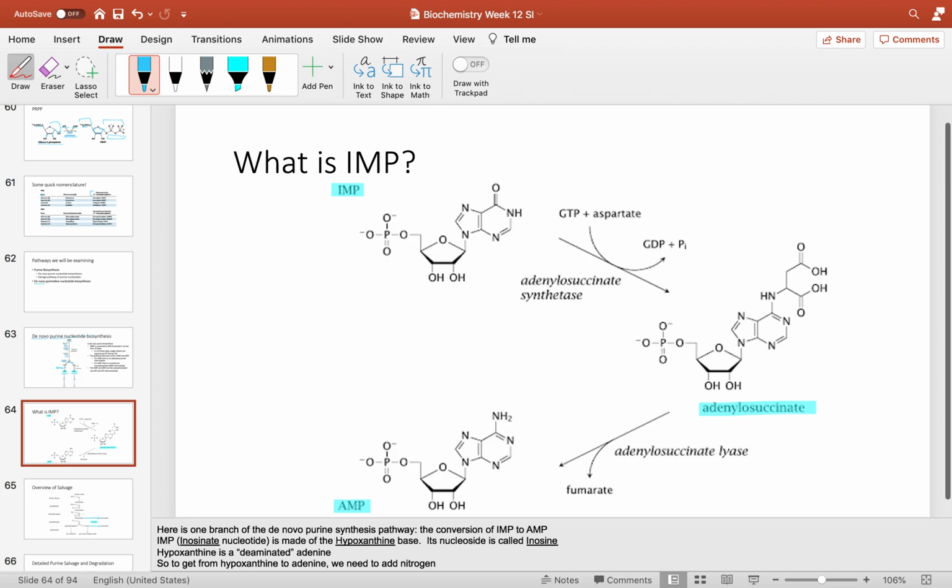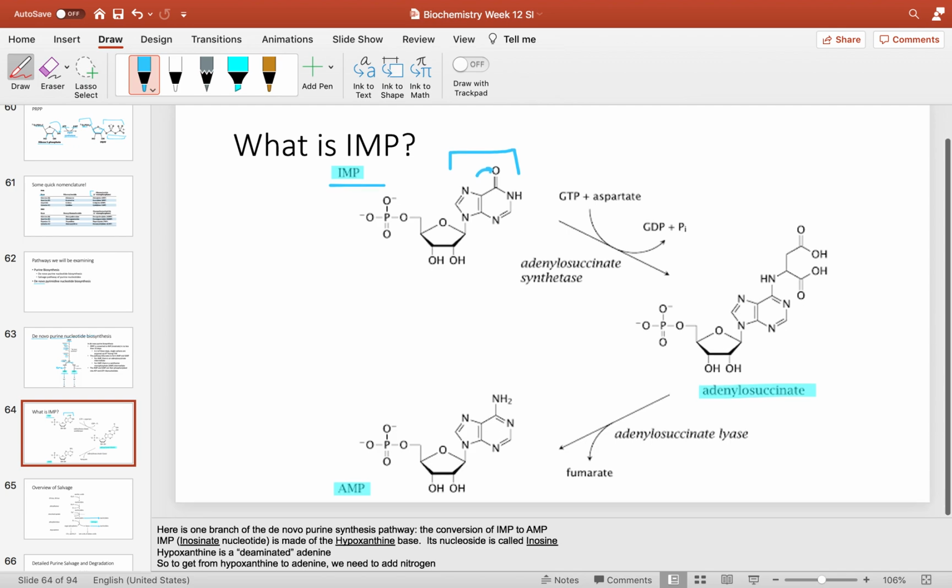So let's take a quick look. Over here we saw our IMP. Remember, this is our hypoxanthine base. In this hypoxanthine base, we actually don't have a nitrogen sticking up, we have an oxygen. Whereas if we look at our AMP, our adenine base, so remember, this is adenine, this is adenosine, and this is adenylate, so be careful of the nomenclature. In this adenine base, we have a nitrogen sticking up. So somehow we need to convert this oxygen into a nitrogen.